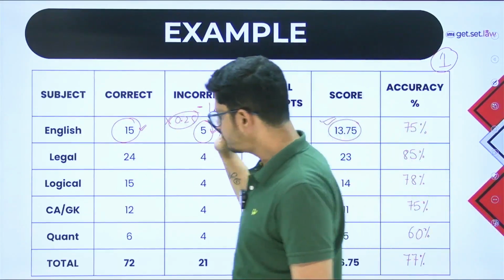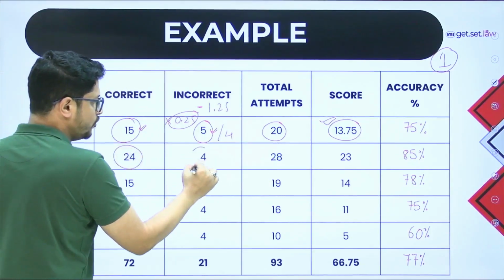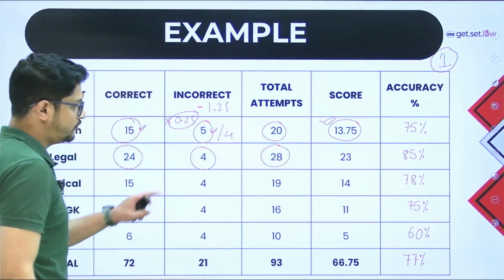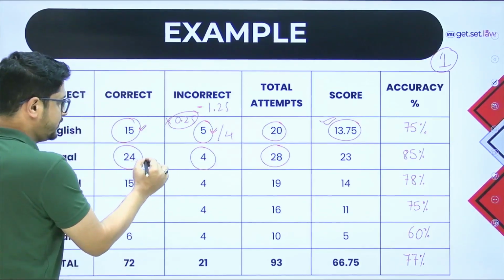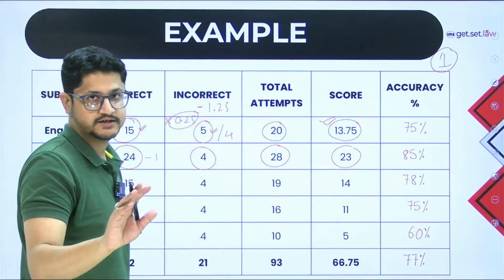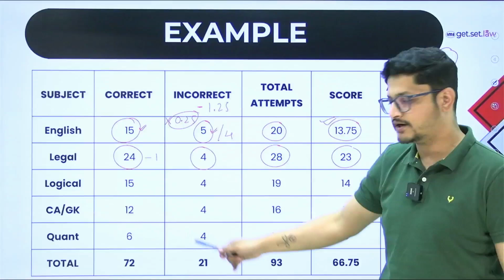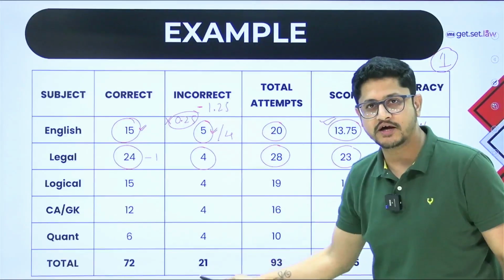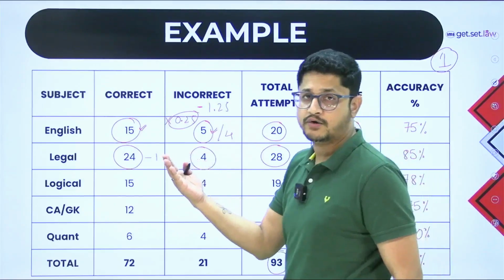Okay. So now let's take an example for legal. 24 correct, 4 wrong, 28 attempted. Now if I multiply 4 with 0.25, I'm going to get 1. So my score will be 24 minus 1, which is 23. Same you will do for the other sections also. This was an example. So you put your correct over here, incorrect over here, and you put your total. When you total, you will come to know how many total attempts I had: 93 out of 120. Okay.